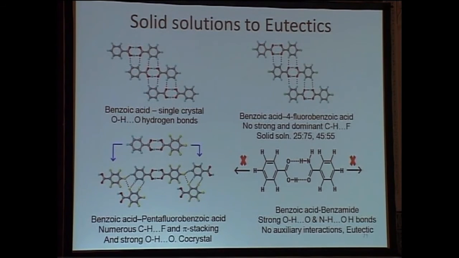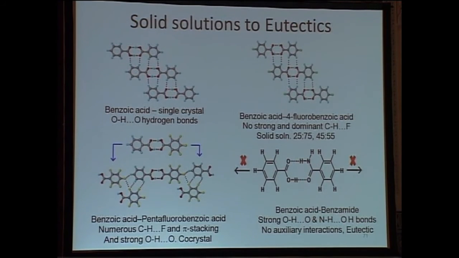So what about solid solutions? Solid solutions will happen when the two components have very, very similar shape and geometry. An example is benzoic acid and fluorobenzoic acid. These are isomorphous structures. If you mix the two, you get a solid solution of varying composition. If you take benzoic acid and pentafluorobenzoic acid, the interactions dominate because of the pentafluorobenzoic acid, and you get a co-crystal. If you take benzoic acid and benzamide, you have similar shape but no strong interactions to extend the lattice, and you just get a physical mixture.